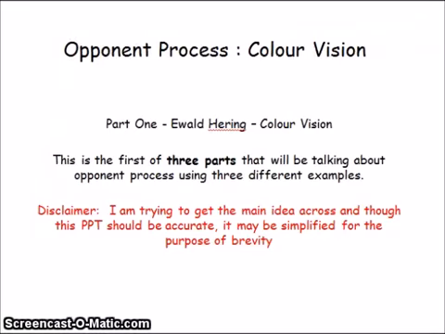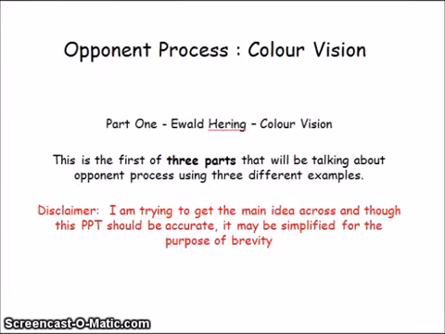This will be the first of 3 presentations that talk about opponent process. This first one will be color vision, the next one will be neurons, and the last one will be about hunger, if I remember correctly. I'm not going to read each one of these slides, so pause and rewind will be your friend.